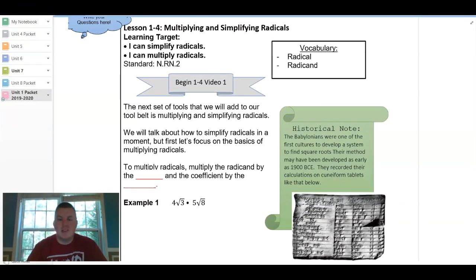Welcome to Lesson 1-4. The first three lessons in this unit have been pretty foundational skills. A lot of them have been going back and reviewing things that you covered in middle school but that you're going to need in this course. This lesson is where we really pick up the math a little bit. This will be the first lesson that will probably challenge some of you as far as the skills go.